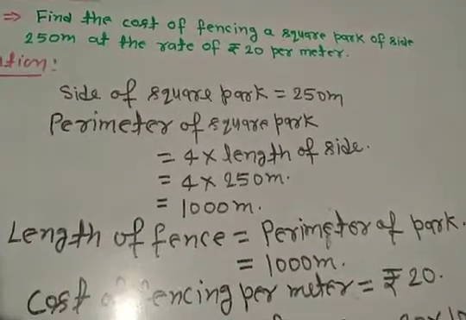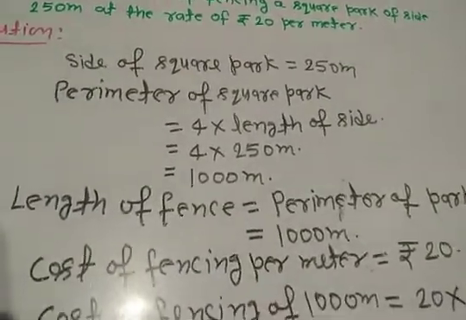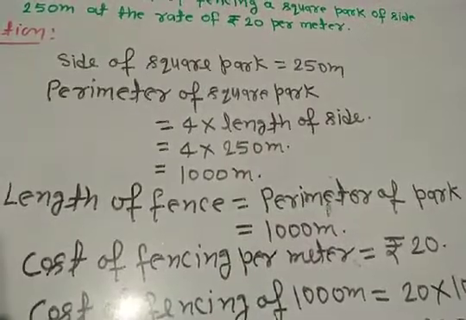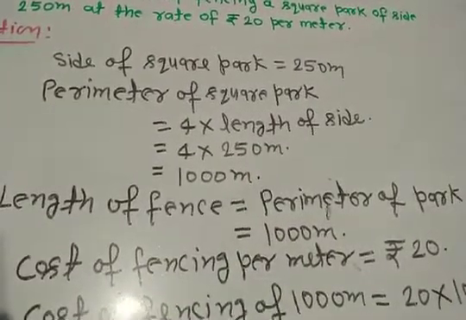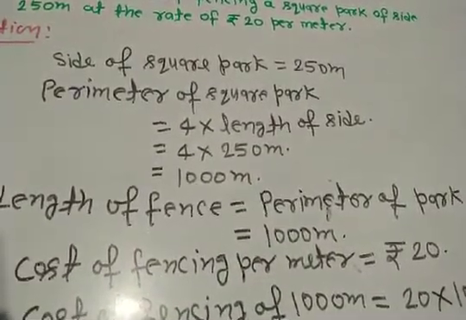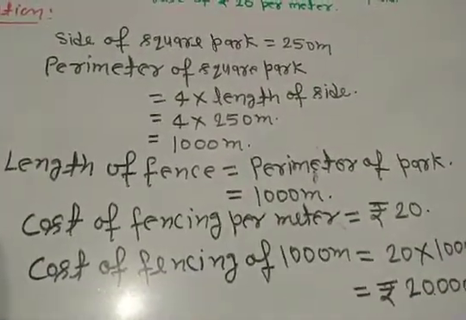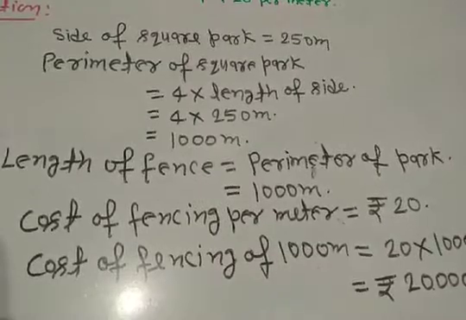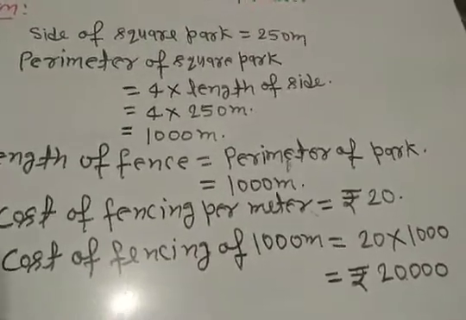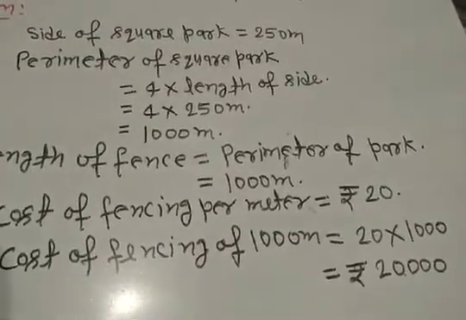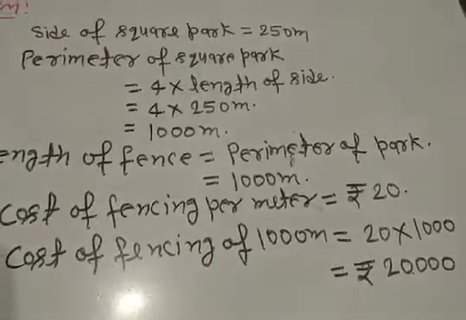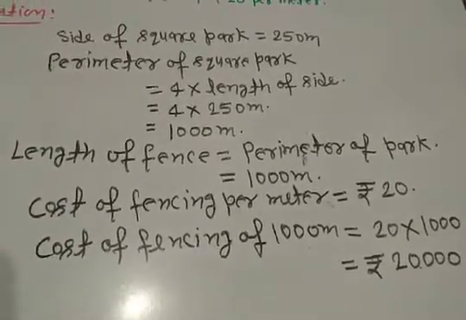So this is the length of the fence. But here the cost of fencing per meter is given as 20 rupees. So we find the cost of fencing of 1000 meters, and in this way we obtain 20,000 rupees. Okay, so I hope all of you understood it.